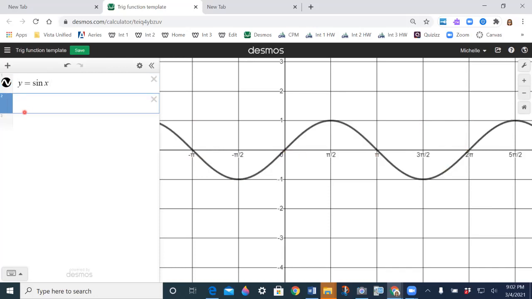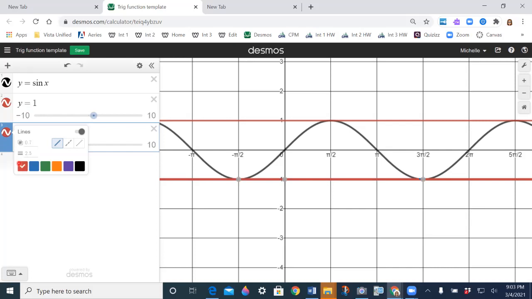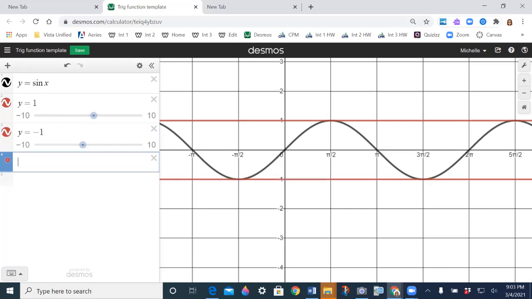And let me put in y equals 1. That would be my high. y equals negative 1. That would be my low. Here, I'll have it be red also. And then my zero, y equals zero, that's my center. This is my vertical shift always. This is my amplitude going up one, going down one, okay?